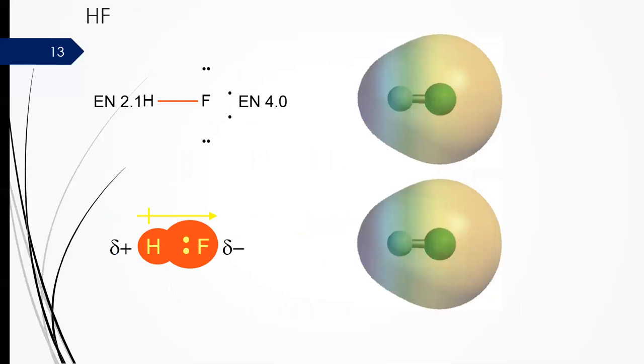This is hydrogen and fluorine. Hydrogen has an electronegativity of 2.1, and fluorine has 4.0. That's definitely going to give us an unequal sharing. Remember that this difference, if it's less than 0.4, then we can consider that to be purely covalent, they're sharing evenly. But if it's anywhere from 0.4 all the way up to 1.7 or 1.9, we can consider that to be polar covalent.